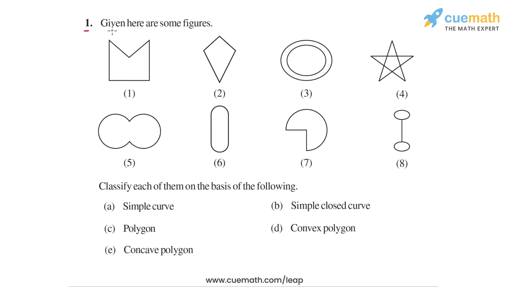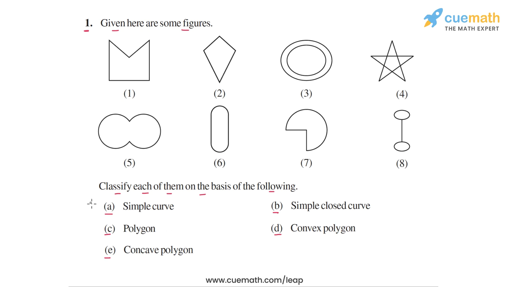In question 1, we are given some figures. We are given these 8 figures that you see here, and we have to classify each of them on the basis of the following categories: simple curve, simple closed curve, polygon, convex polygon, and concave polygon. So each of these 8 figures has to be classified according to these 5 categories.